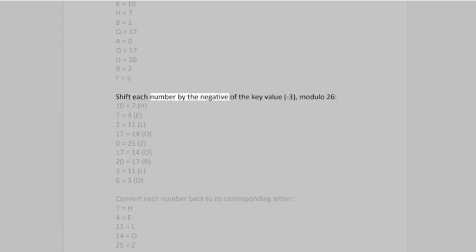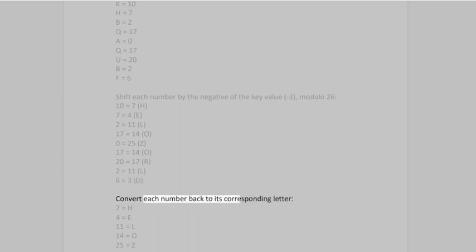Shift each number by the negative of the key value, -3, modulo 26. 10 becomes 7, H. 7 becomes 4, E. 14 becomes 11, L. 17 becomes 14, O. 25 becomes 22, W. 17 becomes 14, O. 20 becomes 17, R. 14 becomes 11, L. 6 becomes 3, D.